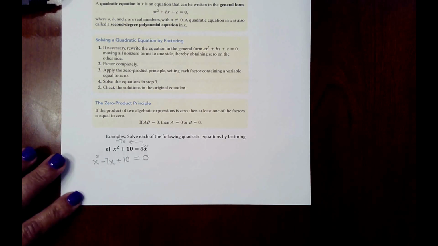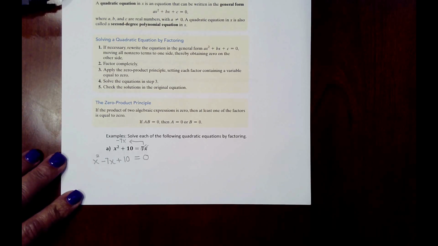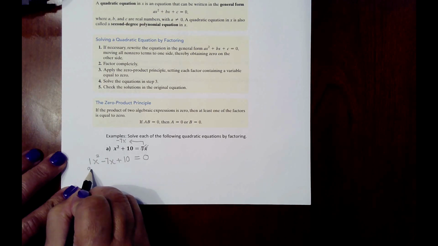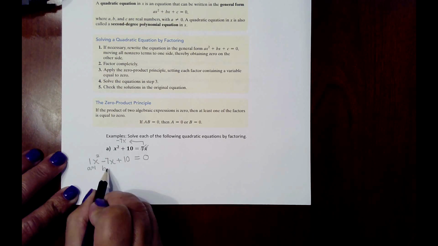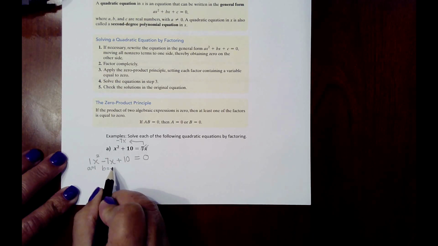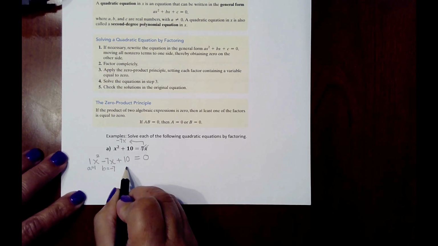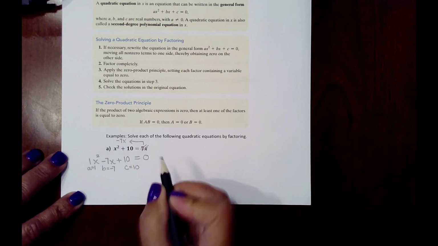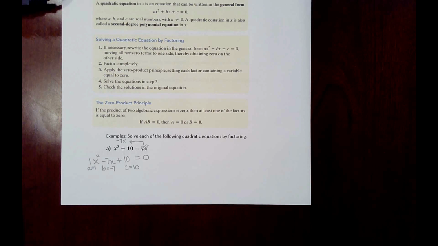Okay, I want to remind you of the names of the coefficients. This coefficient is called A. This coefficient is called B, and it includes the sign in front of the number. And this coefficient is called C. You're going to need to know the names of these values because I'm going to refer to A, B, and C as I demonstrate the various methods for solving quadratic equations.